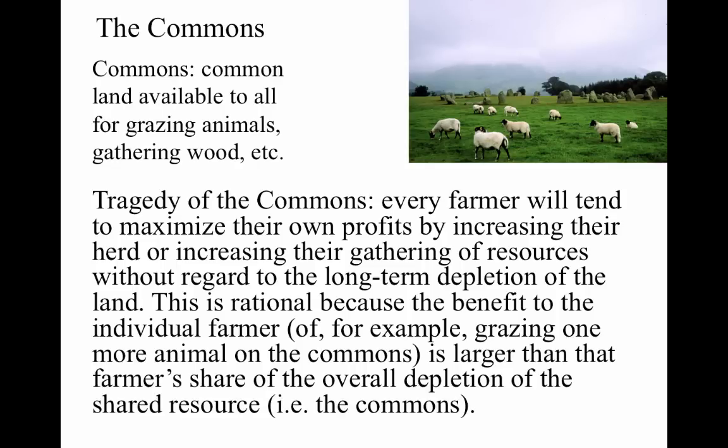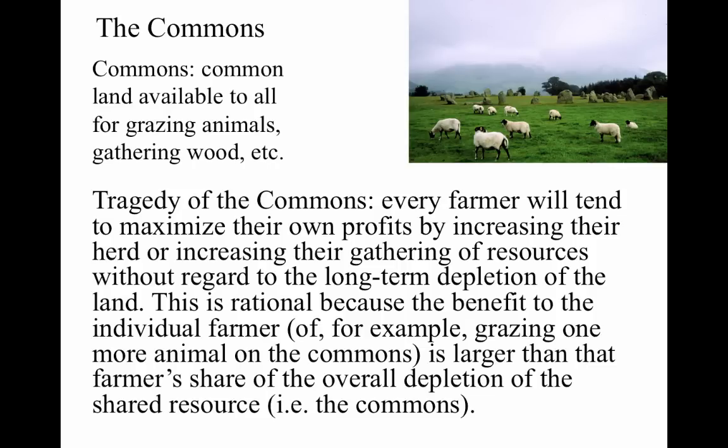The commons means land that is common to all people for grazing your animals, gathering wood, and so on. So if you see this picture with these sheep moseying around, the idea is if their animals are allowed to eat on a certain piece of land that does not belong to them, maybe the government is saying it's okay for you to use this land so your animals can eat, but the land is shared by several farmers.